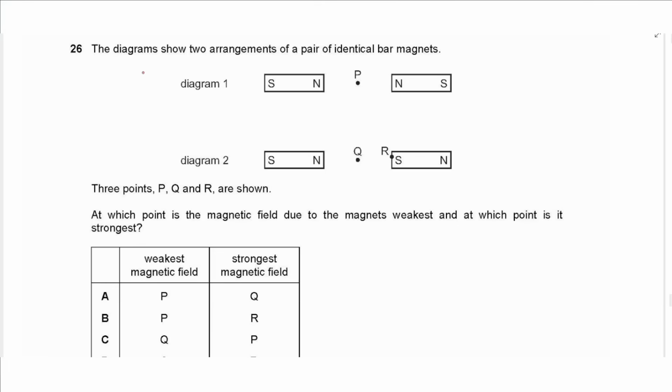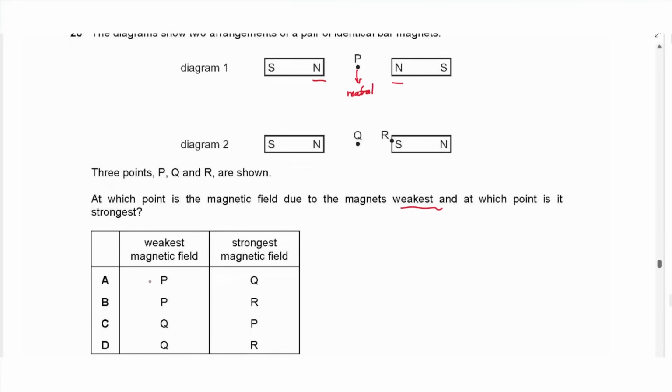Question 26 says the diagrams show two arrangements of a pair of identical bar magnets. 3 points P, Q, and R are shown. At which point is the magnetic field due to the magnets weakest? So we check the polarities. We have at the top here two like poles, which means the point in the middle is a neutral point. So there is no magnetic field at P. So the weakest point will be at P, and the strongest point would be at one of the poles, which is R. So the correct choice is B.